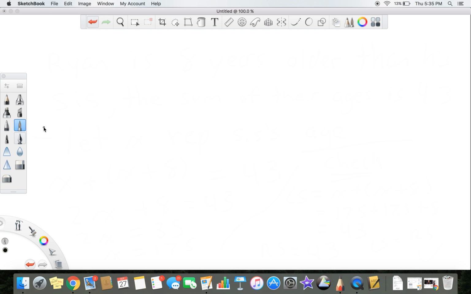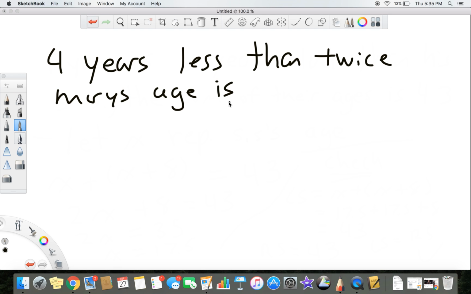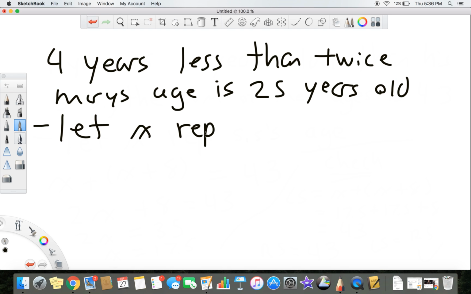What do we got here? So, 4 years less than twice Mary's age is 25 years old. So let's find out Mary's age. So that's the thing we're finding, and we don't know what it is. So that's what we're going to define our variable as. So let x represent Mary's age.